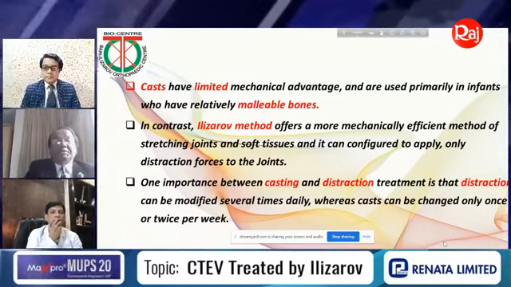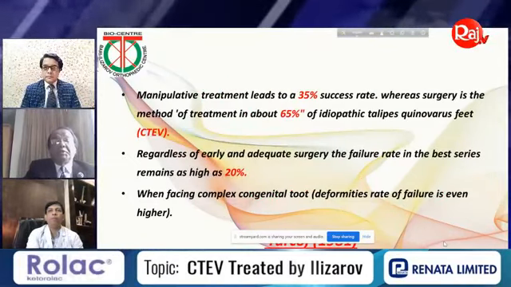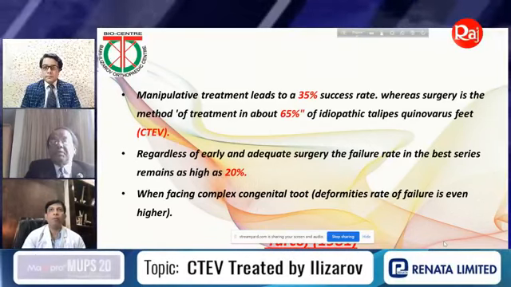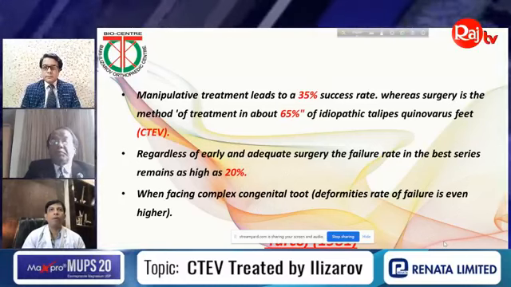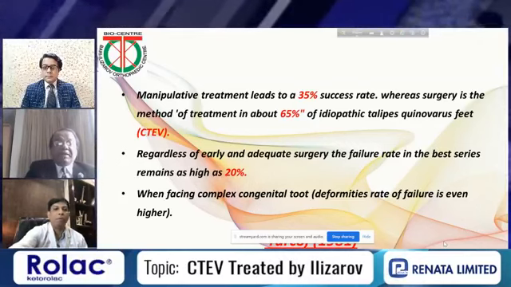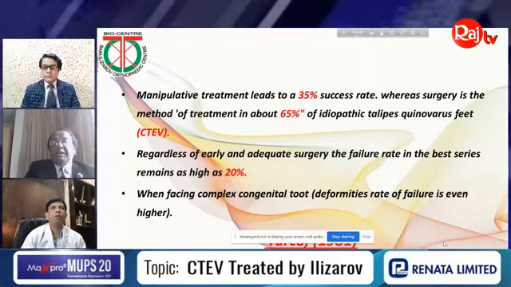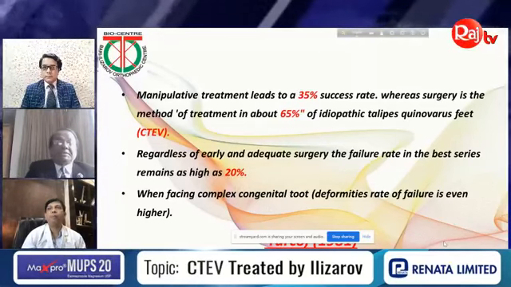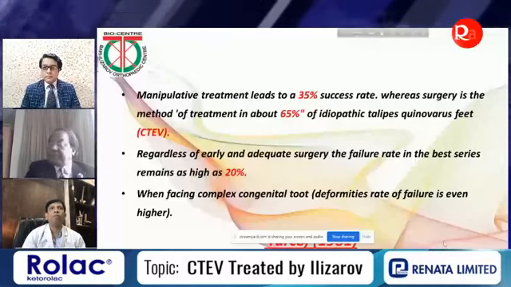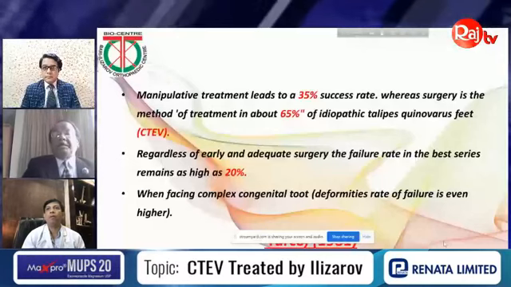Only once in a week or two, you can change the cast. And manipulation, if you go for manipulation, has a 35% success rate, whereas surgery, the method of treatment in about 65% of idiopathic talipes equinovarus foot. Regardless of early and adequate surgery, the failure rate in the best series remains as high as 20%. When facing complex congenital foot deformities, failure is even higher.